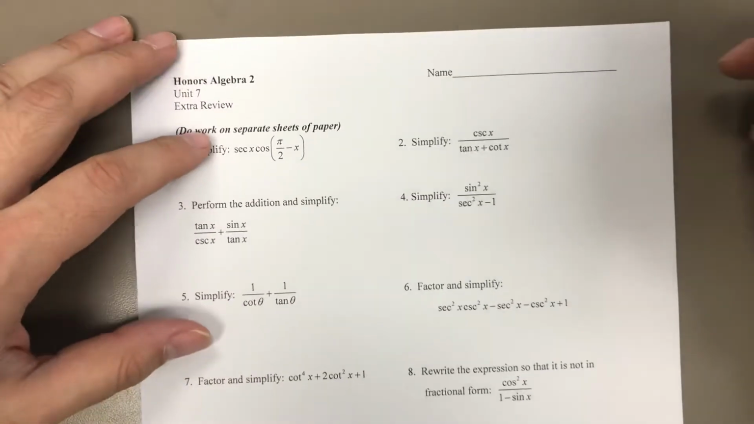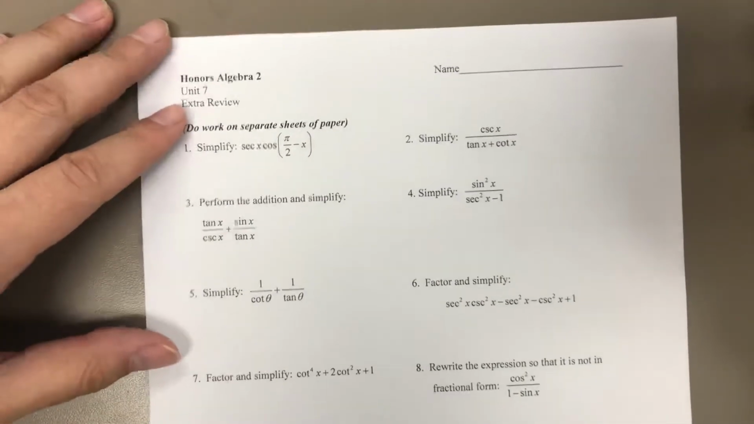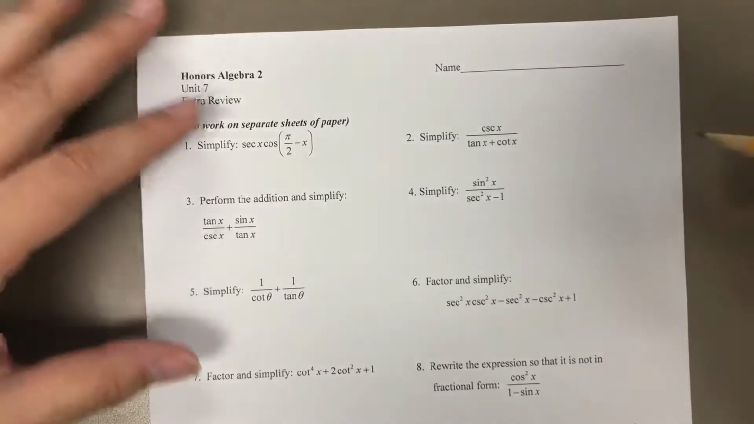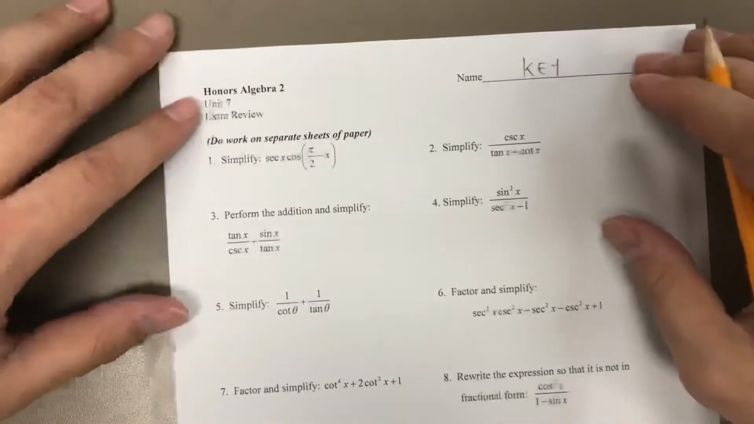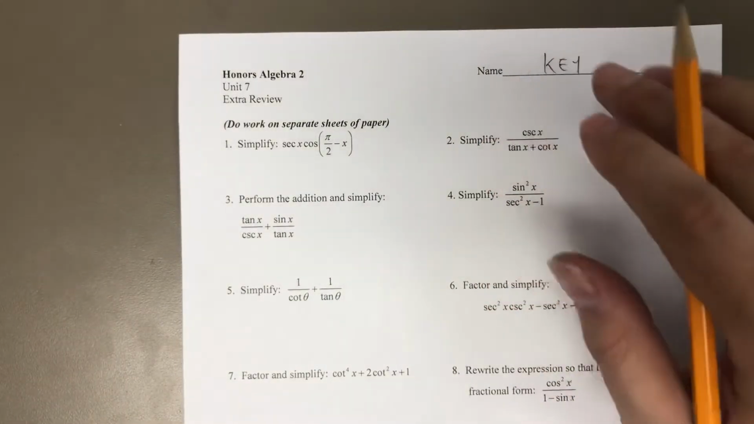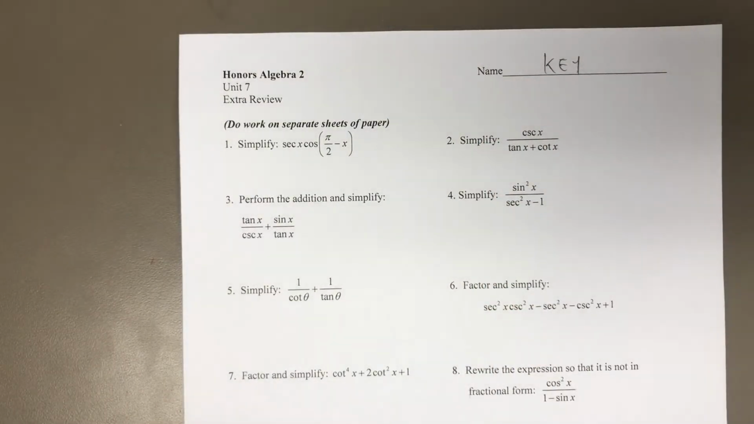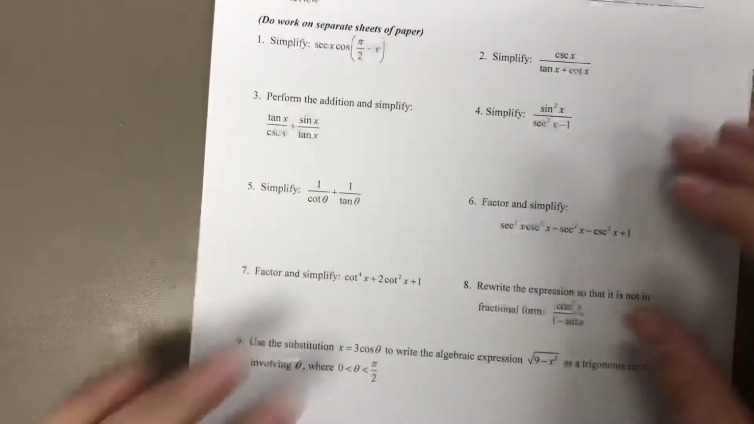So make sure that you have out your identity sheets and also your formulas, like the double angle and half angle formulas. A unit circle would probably be pretty helpful too. Okay, so let's go ahead and work through these. It says to use a separate sheet of paper, so I'm gonna get some scratch paper also. All right, so some scratch paper.